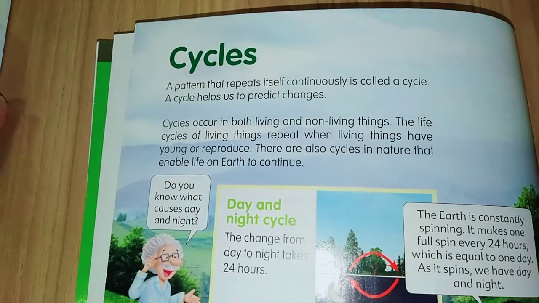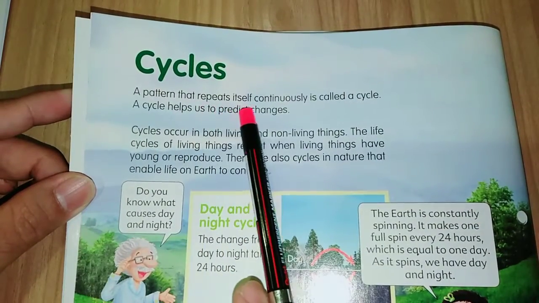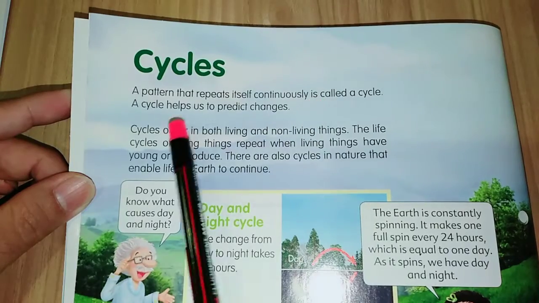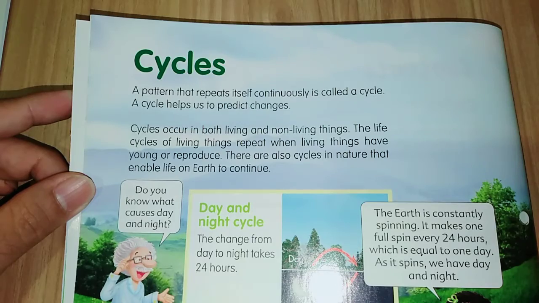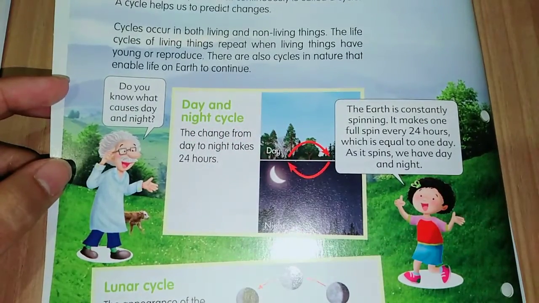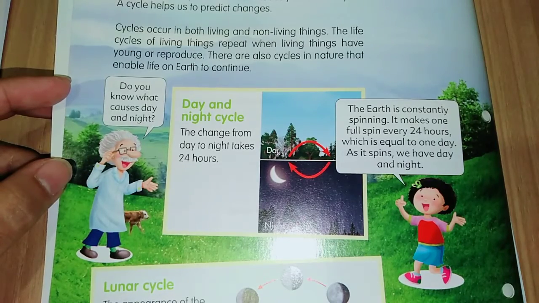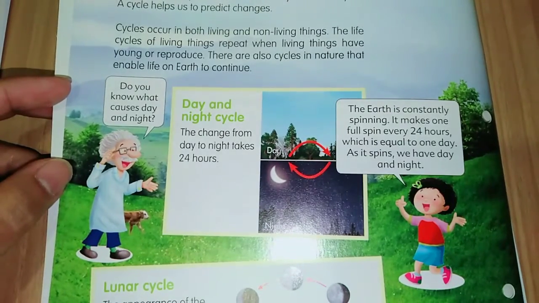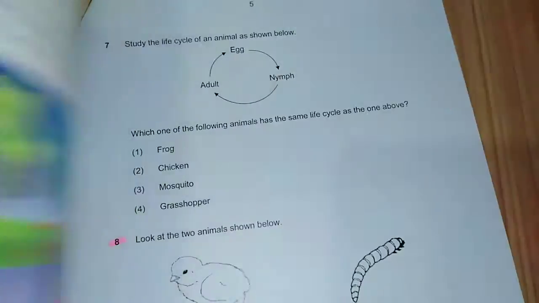What is a cycle? Now, according to your lower block textbook, a cycle is a pattern that repeats itself continuously, and it can help us to predict changes. Now, this can happen in both living and non-living things. The most common cycle that everybody knows is the day and night cycle. If it's the morning right now, you know that nighttime will definitely come. And if it is the nighttime right now that you are watching this, you know that daytime will certainly come in a few hours.